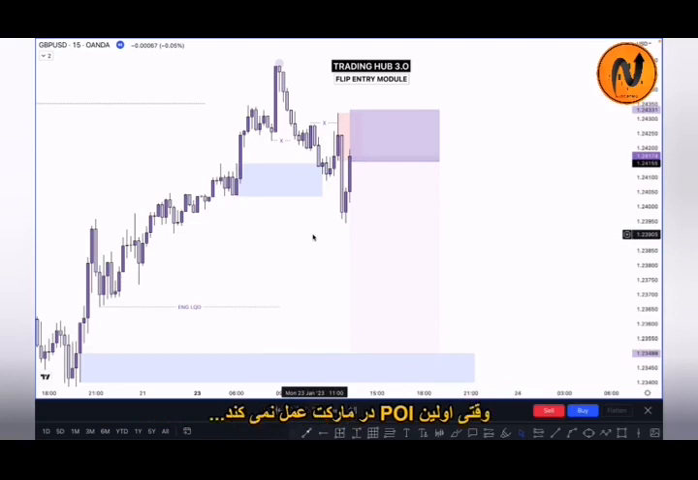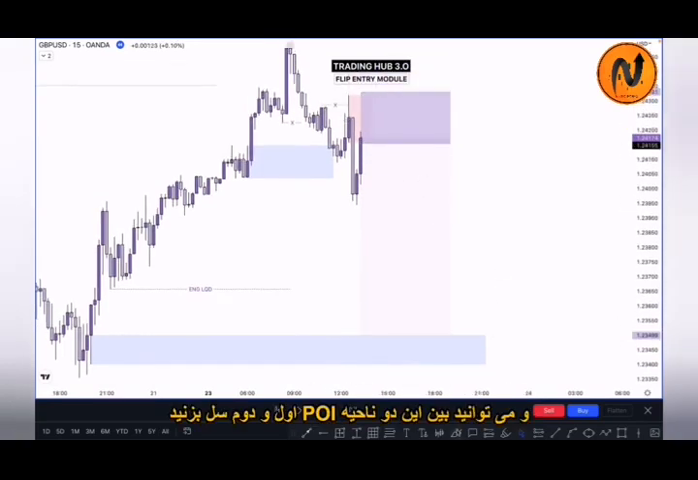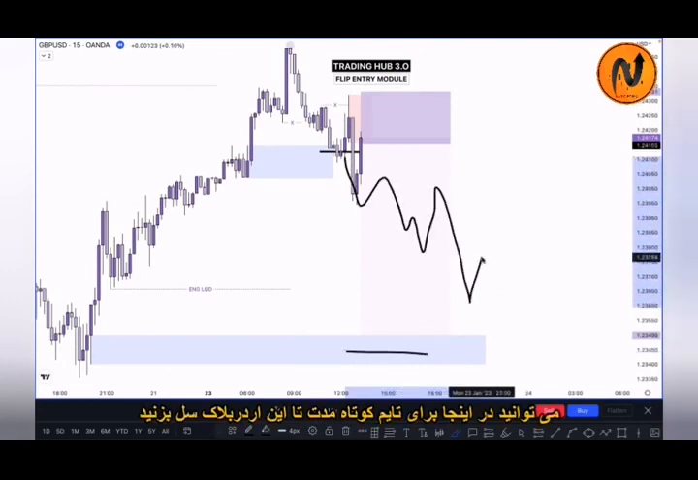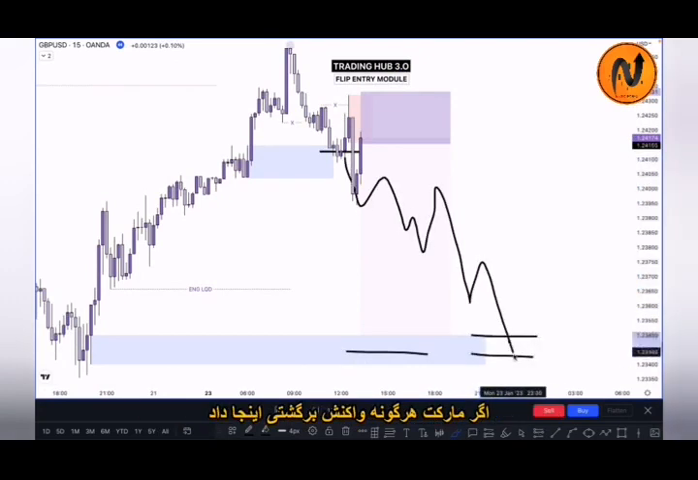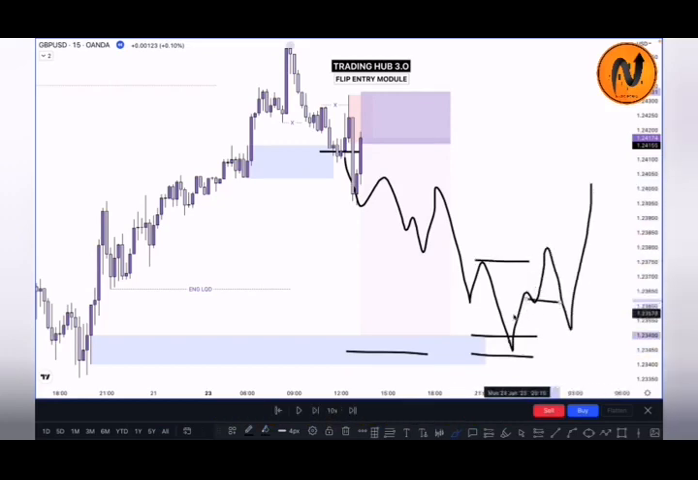When the market fails the first PY, then you have to wait for it to take out the extreme PY, and you can sell between this PY, first PY and next PY. You can sell here for the short term till this one. If the market gives any reversal confirmation here, then definitely you can buy here, CHoCH and buy here.